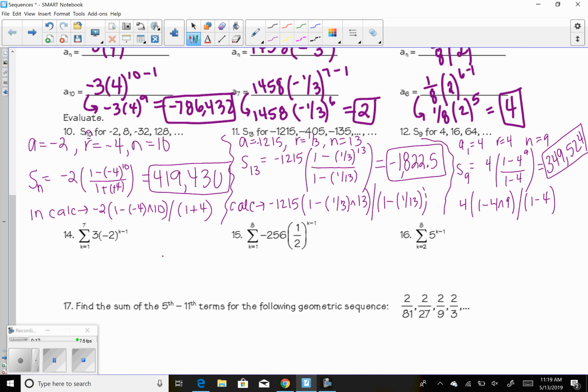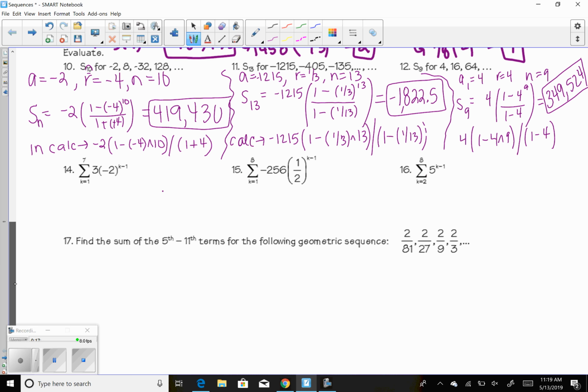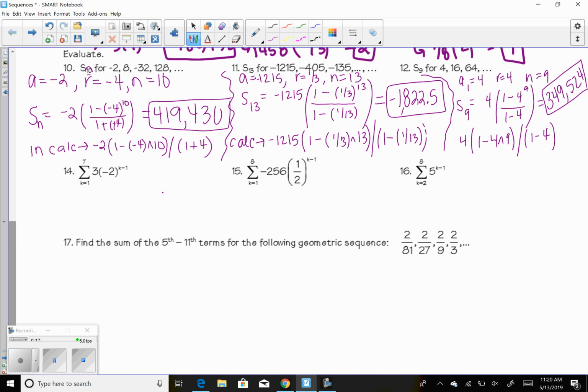All right. So 14 and 15 mean the same thing as what we've done in 10, 11, and 12. The only difference is that the notation is different. So this is telling you right here, the summation, sum the first to the 7th term. Okay, so you start with the first term. I'm going to leave some blank space here for my answers to go so that I don't write in that area.